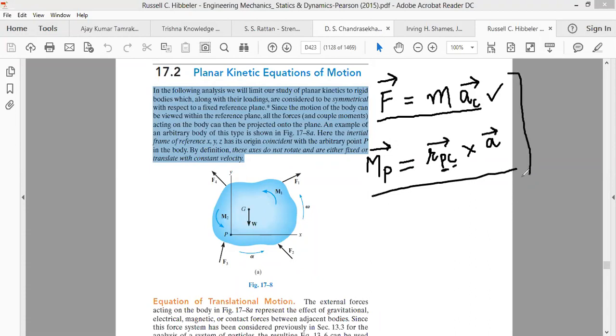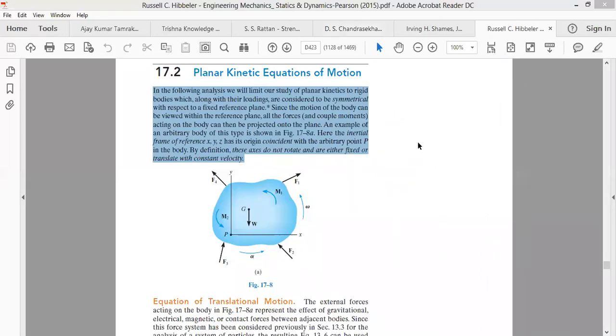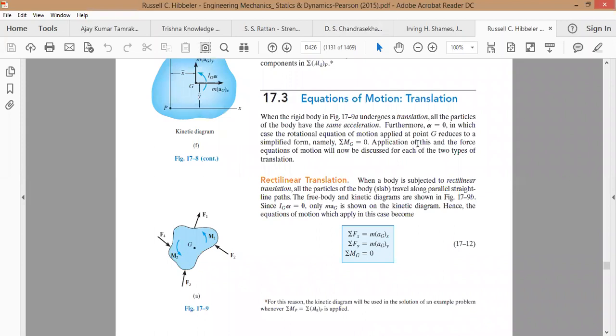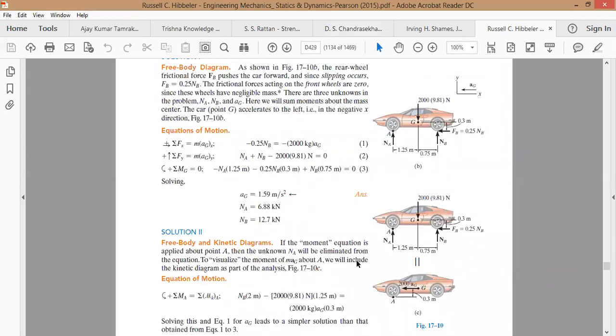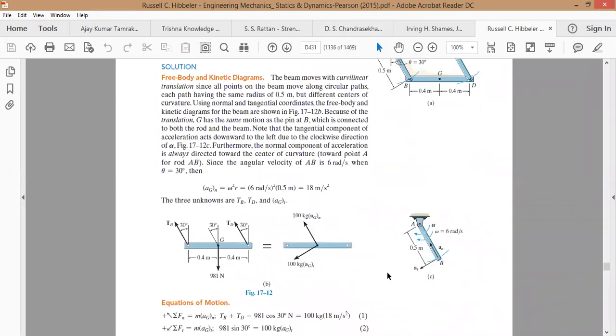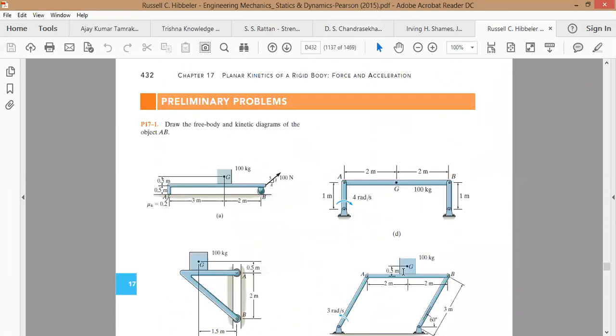Let's see how we can use these two equations in solving problems of kinetics. Let me take a problem from your book. We have a solved problem here, but before I solve it for you, let me go to an unsolved section to show you how we make use of these two equations. Let me take a very easy problem.